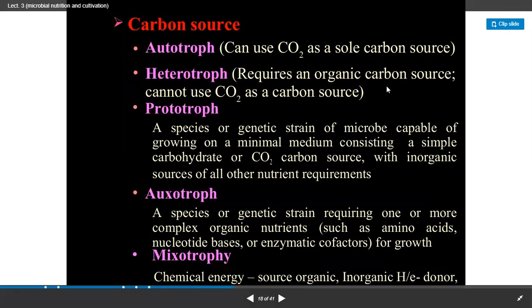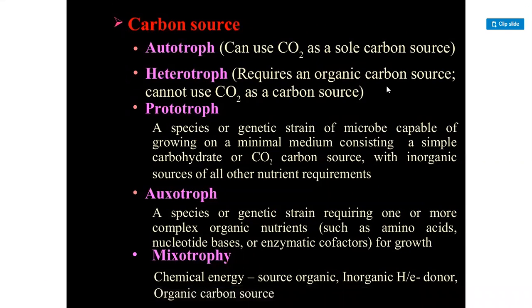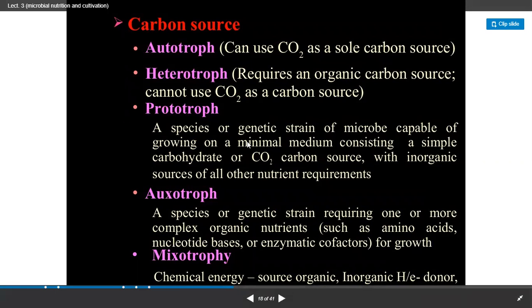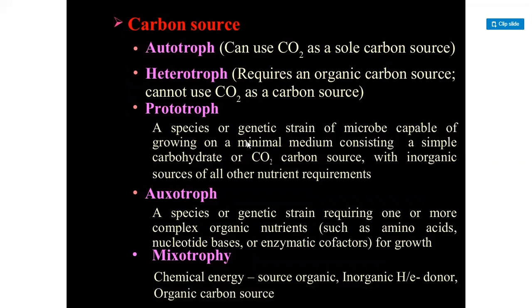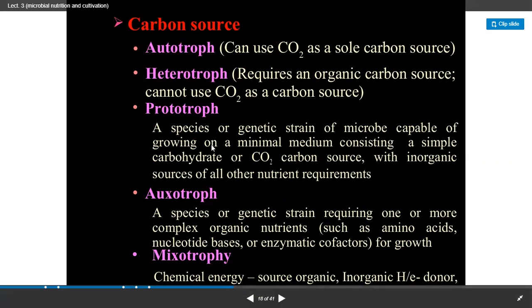Prototrophs: a species or genetic strain of microbe that is capable of growing on a minimal medium consisting of a simple carbohydrate molecule. Means they are the organisms which have minimal growth requirements. Auxotrophs are species or genetic strains which require one or more complex organic nutrients. They need more complex media than the prototrophs. They need amino acids, nucleotide bases, and enzymatic cofactors for their growth.